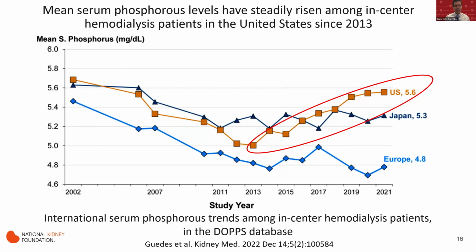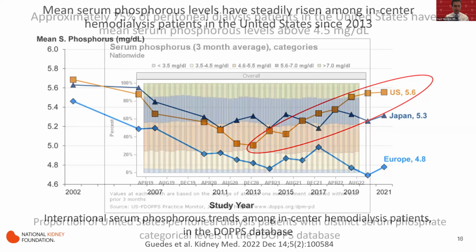What I have highlighted there in that oval red circle is just the trend within the United States in terms of the mean phosphorus levels. Those levels have steadily risen among in-center hemodialysis patients in the United States, particularly since 2013. At present, the average in-center hemodialysis patient in the US has a serum phosphorus level of 5.6. In Europe, that average level is currently around 4.8, and in Japan, it is somewhere in between, at around 5.3. Next slide, please.